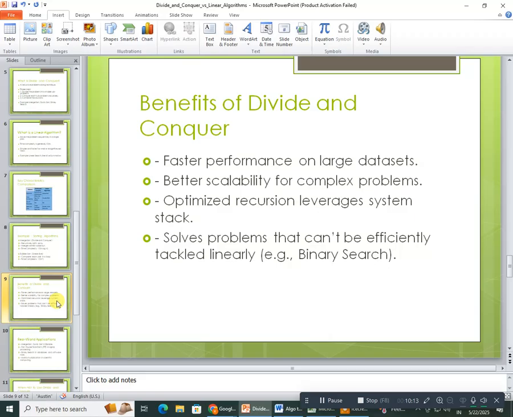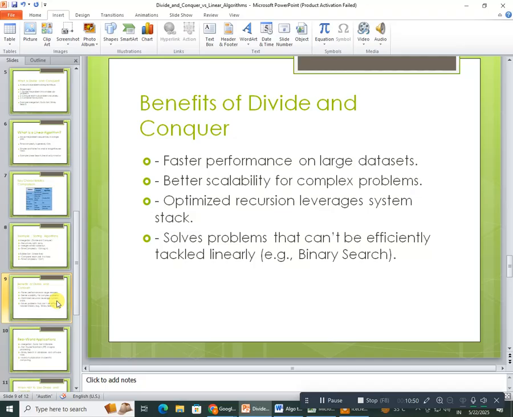Next, the benefits of divide and conquer. It gives faster performance on large data sets. Obviously, if you are solving a larger problem, it makes sense to divide it into smaller fractions so that you can solve them in a more efficient manner. It gives better scalability for complex problems. If you are dividing it into smaller fractions, you can solve it easily, and you can apply this approach to a wide range of problems of varying sizes. So it scales well with the size of problems.